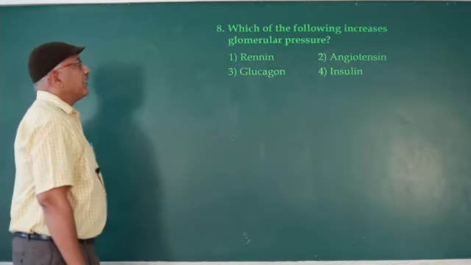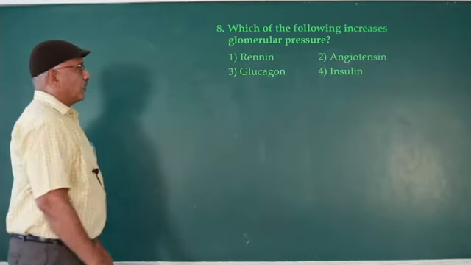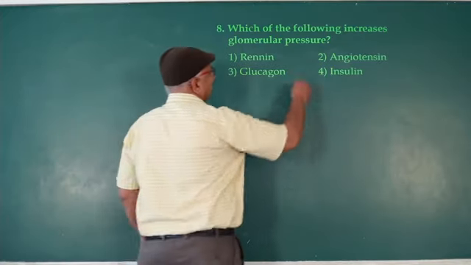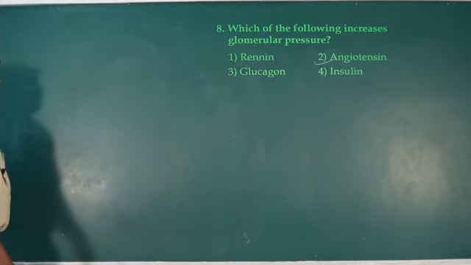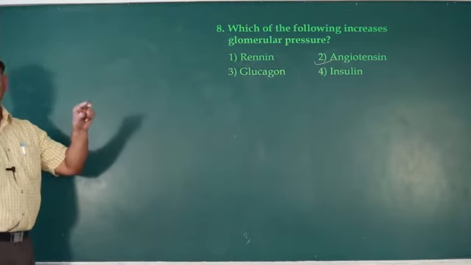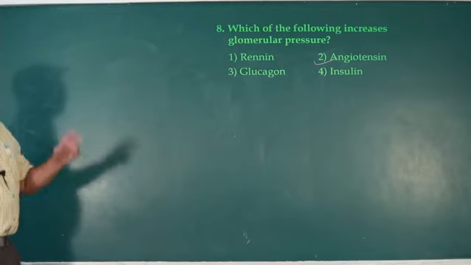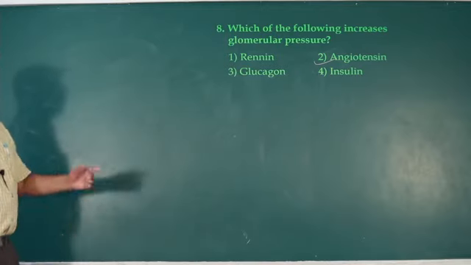Which of the following increases glomerular pressure? Angiotensin. Angiotensin is a vasoconstrictor. So blood vessels contract, so automatically blood pressure increases.